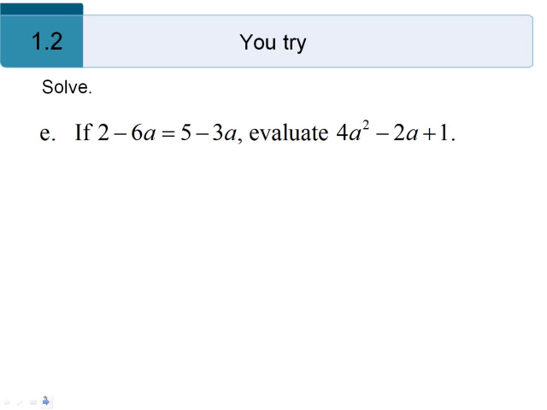Okay, letter E. When people read this problem, they don't know what to do. That's what kind of freaks them out. It says if 2 minus 6a equals 5 minus 3a, evaluate 4a squared minus 2a plus 1. And you're like, what the heck does that mean?